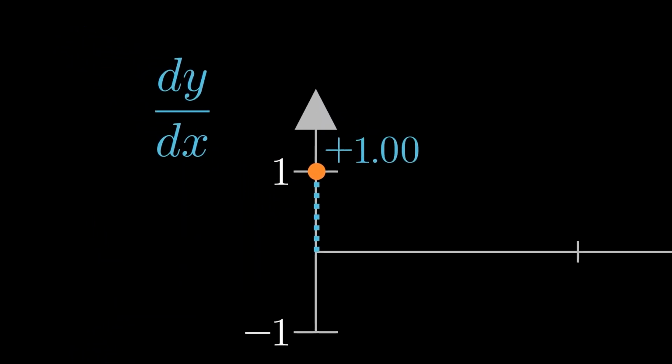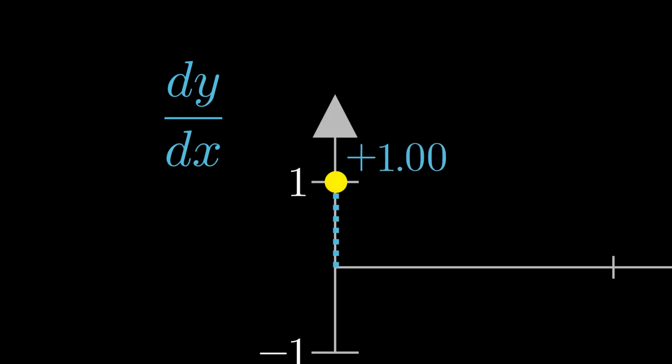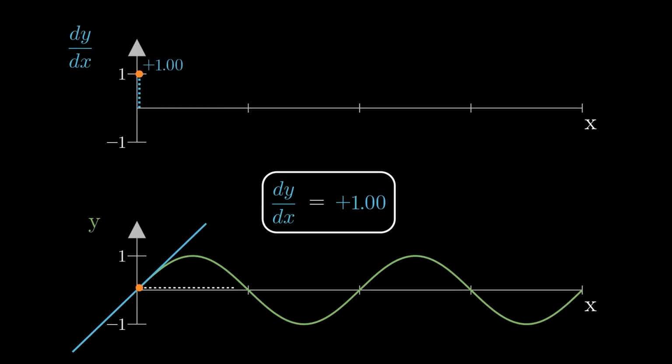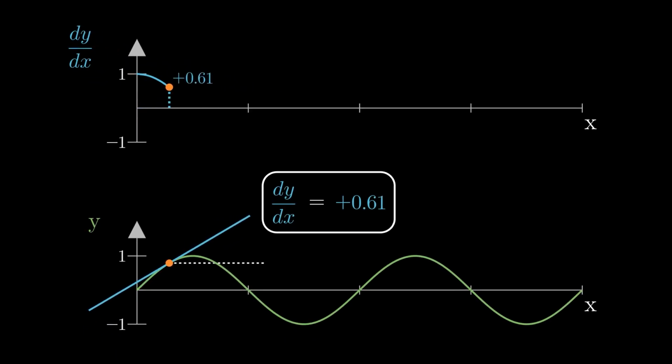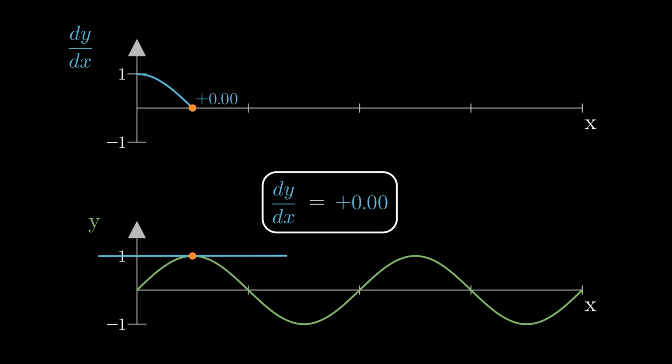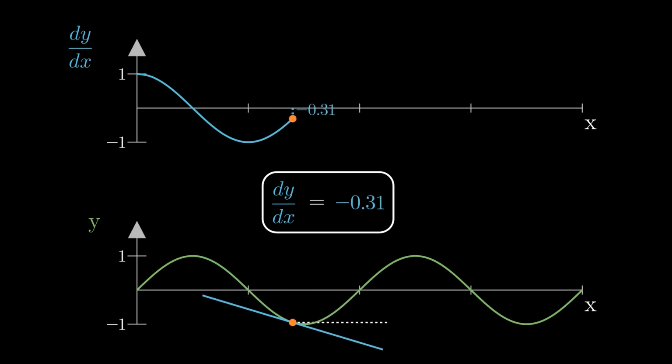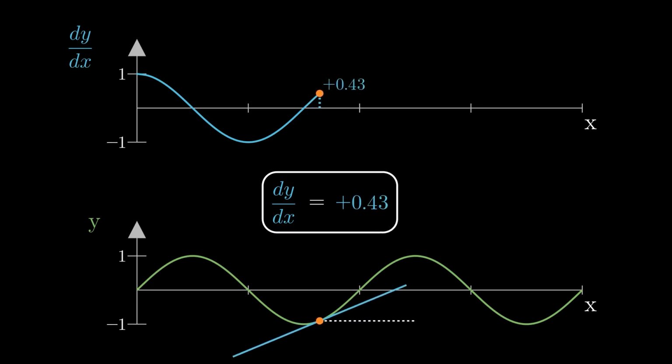We will follow the path that is being traced by this point, the height of which is the value of the slope of the function. At first, the slope decreases and becomes 0 at the maximum point. Then it becomes more and more negative and is equal to -1 at this point. Then it becomes less and less negative and is equal to 0 at the minimum point. After that, it reaches the value 1.